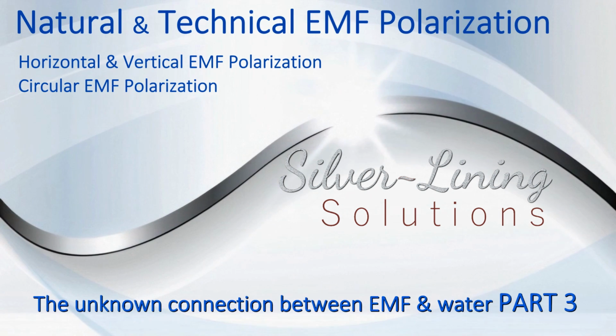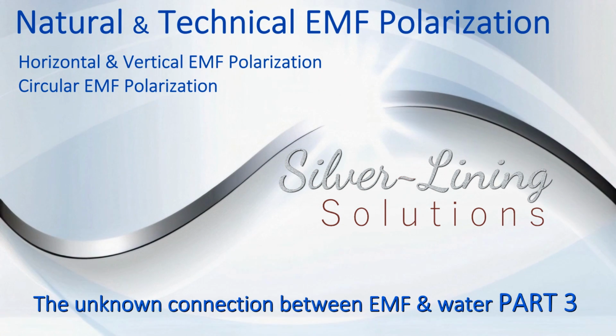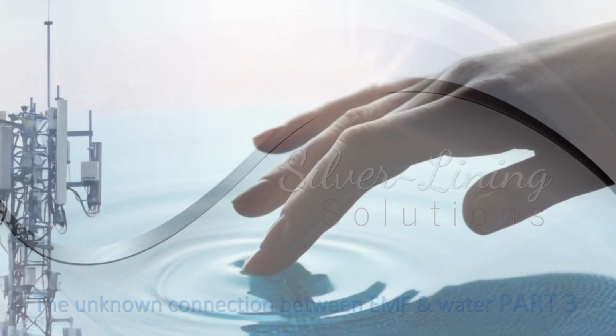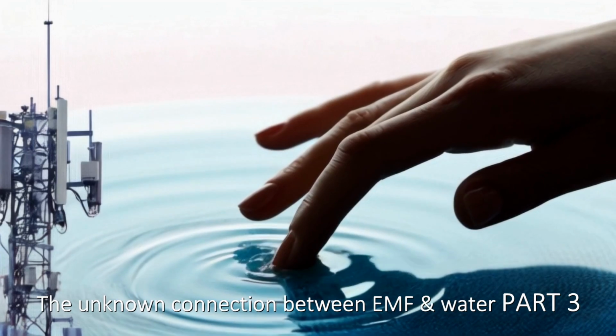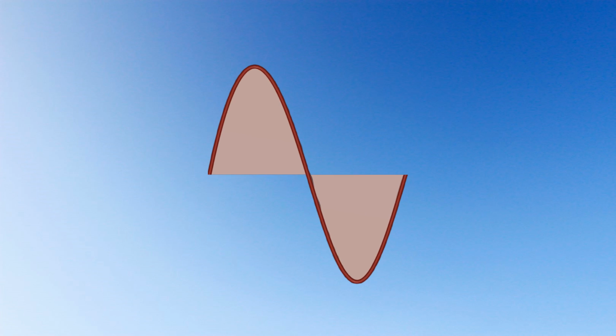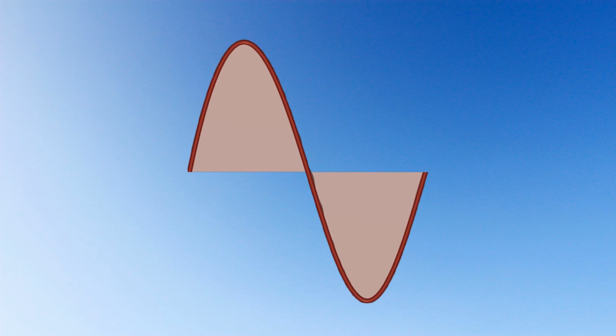Natural and technical EMF polarization, horizontal and vertical EMF polarization, circular EMF polarization, the unknown connection between EMF and water. Part 3. Let's talk about an important concept, the polarization of EMF waves. Wave orientation, or polarity, refers to the direction in which the electric field oscillates, horizontal, vertical, or somewhere in between.